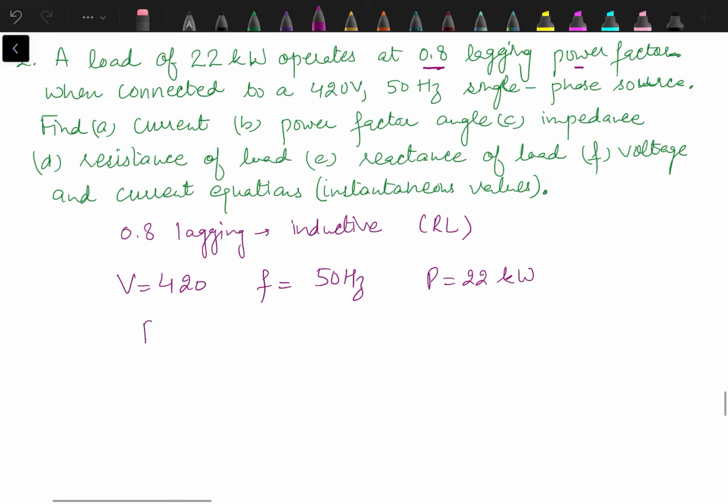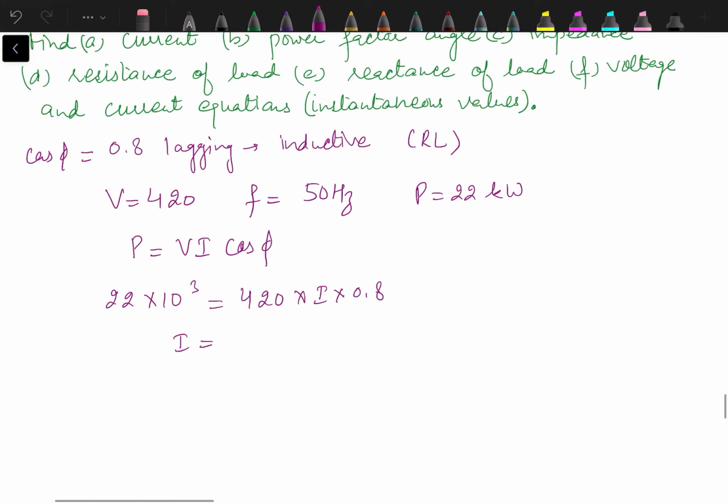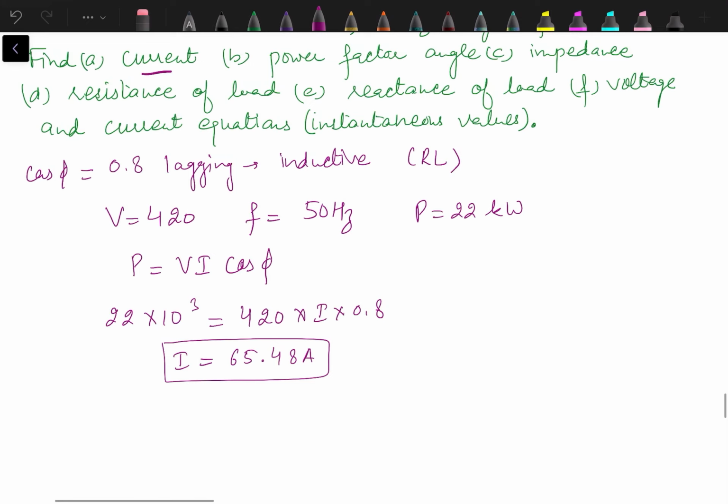Now we know that in case of AC circuits, power is V I cos phi. Cos phi is also given, it's 0.8 lagging power factor. Power is 22 into 10 raised to power 3. Voltage is 420 into I into 0.8. From here we will have the value of current as 65.48 amperes. This was the first part, part A.